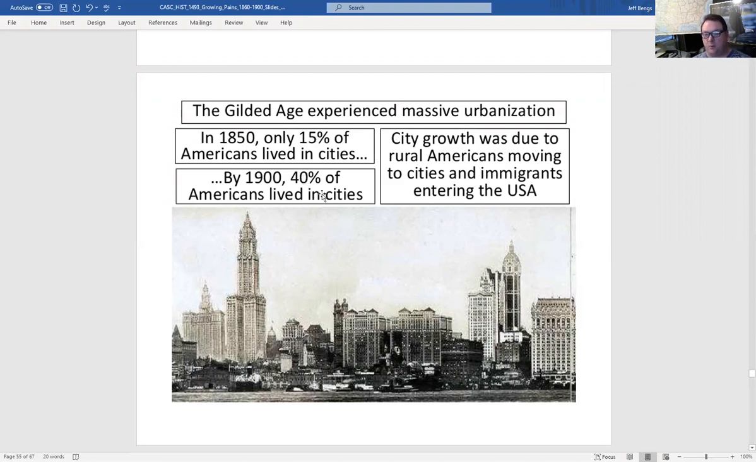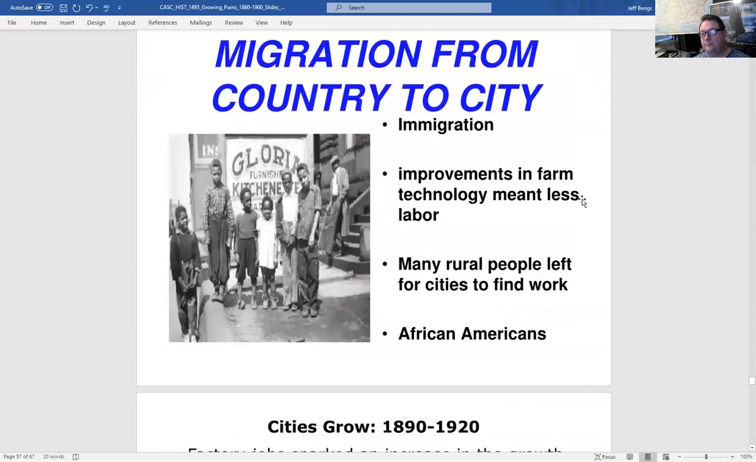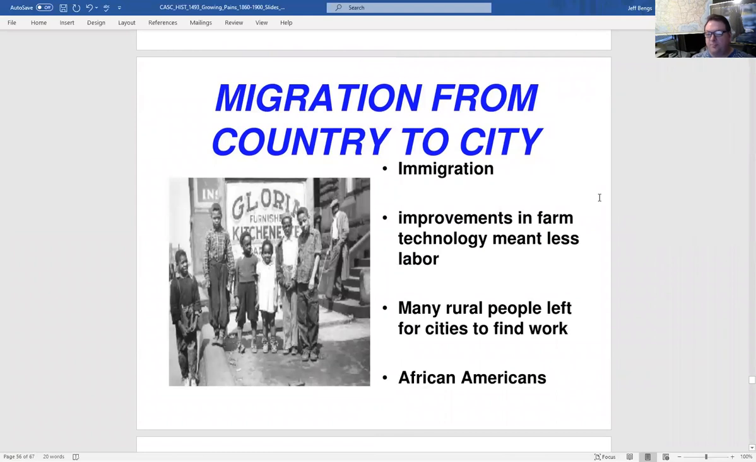Why were the cities growing? Several factors. People from the farmland were moving in, and then you had several thousand immigrants coming to the United States. Here's a slide that shows a reason for people who lived on farms coming to the city. There was great improvement in the technology of farm machinery, which meant you didn't need as much labor. So many rural people were no longer needed on the farms, and they couldn't find jobs, and so they moved to the cities to find work.